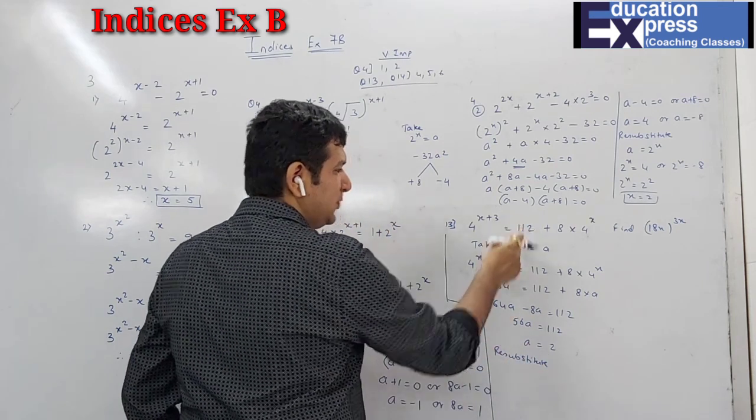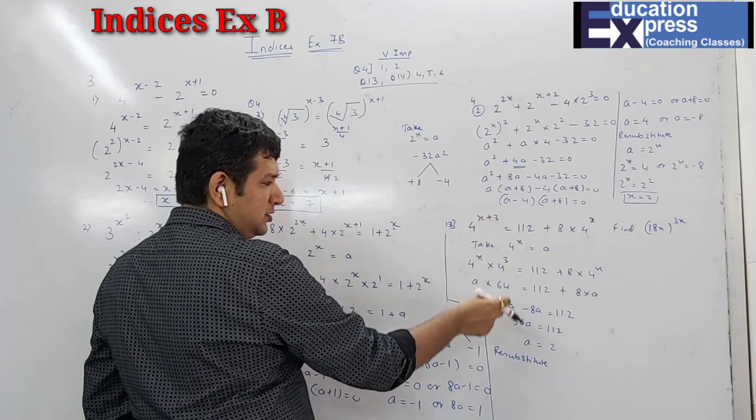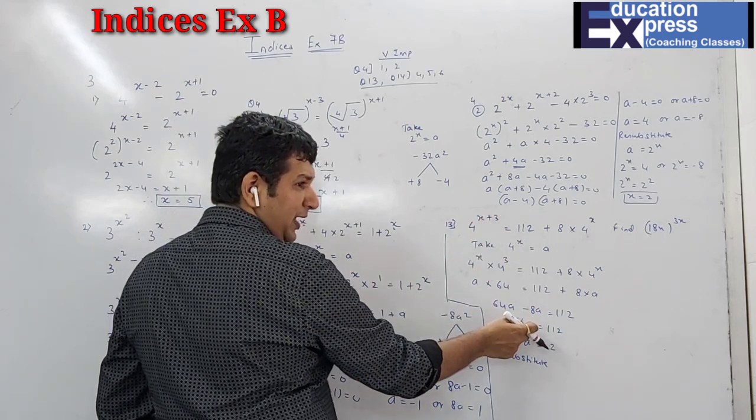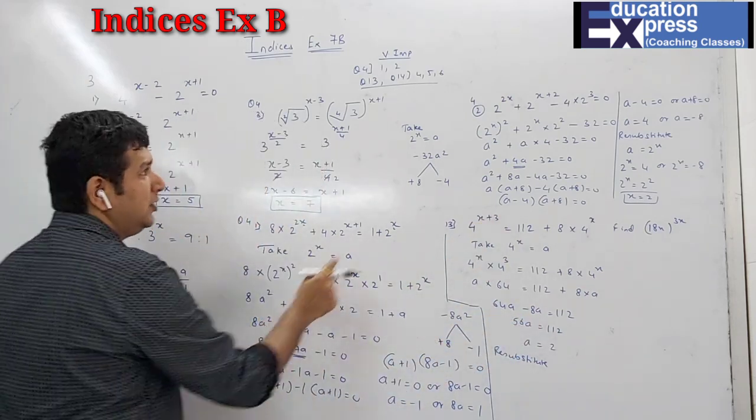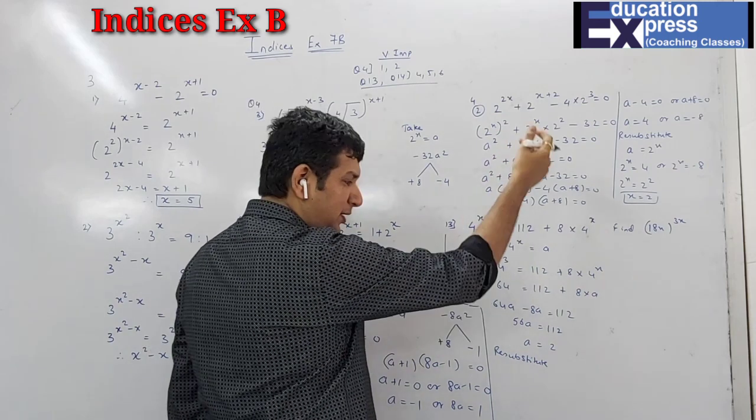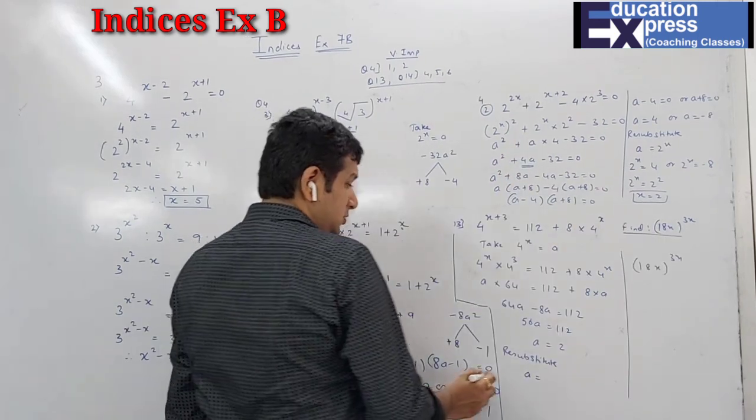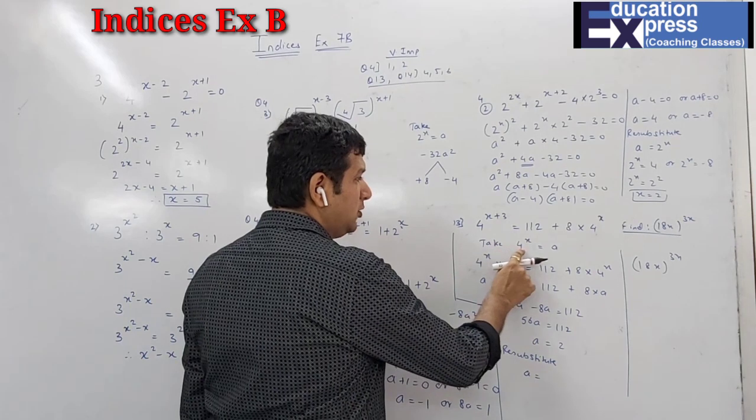Here we don't split the middle term because the power is not a square. Students, over here the power is only a. There the power was a square, so splitting the middle term was possible. So now we will resubstitute a as 4 raised to x.